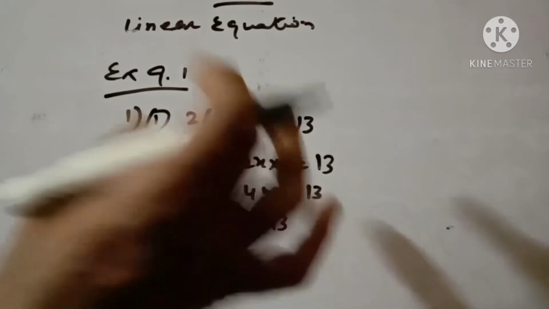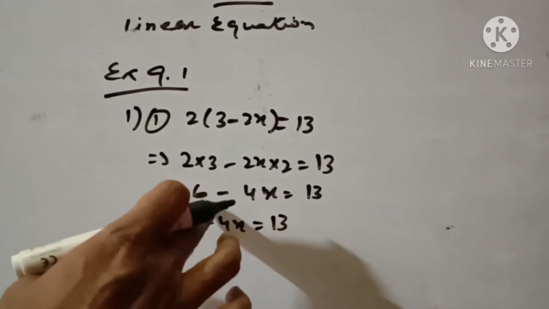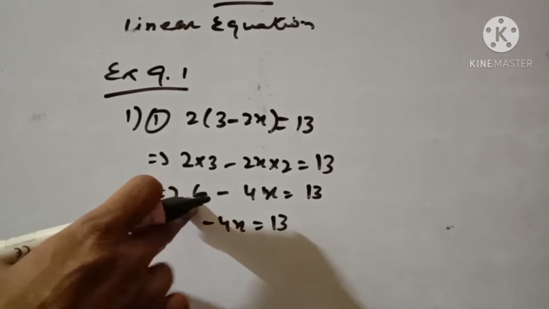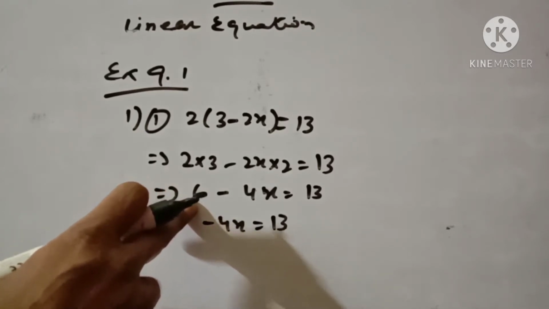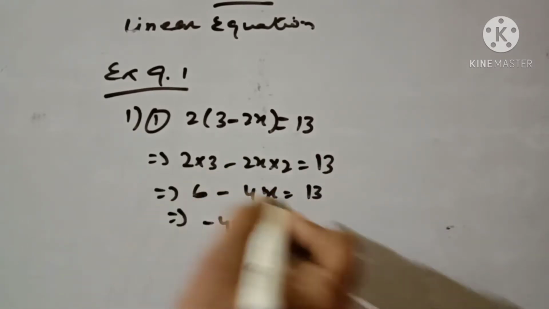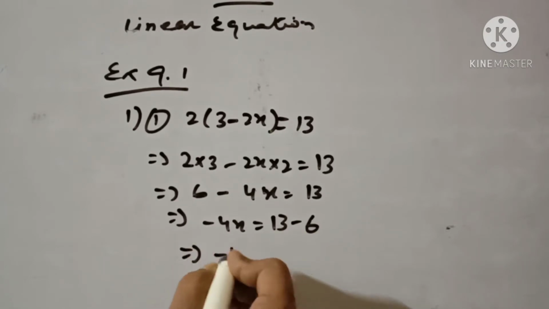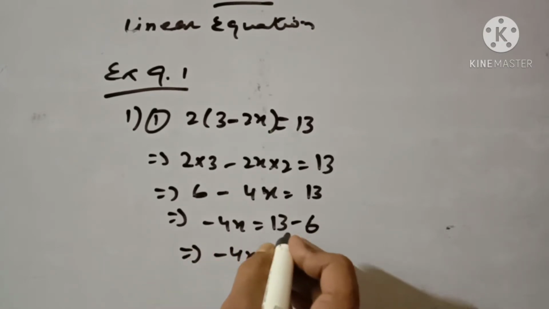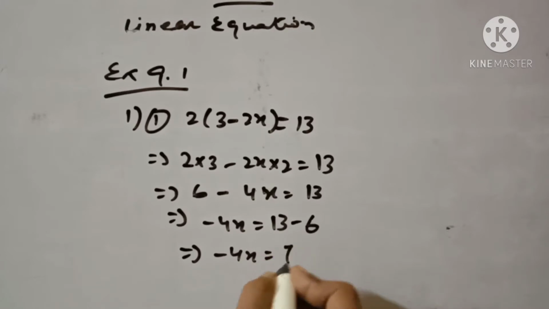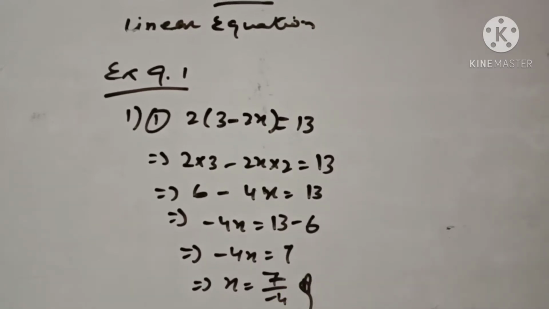I told you, if you add, subtract, or multiply, you have to do it on both sides. Suppose first of all you have to remove 6. So I have to subtract 6 from this side and from the other side. Taking this 6 to the other side, it will be minus 6. So minus 4x equal to 7. So x equals 7 by minus 4. This is our required answer.